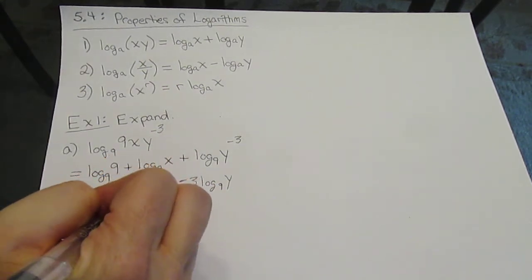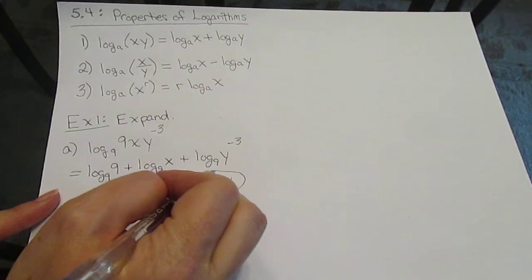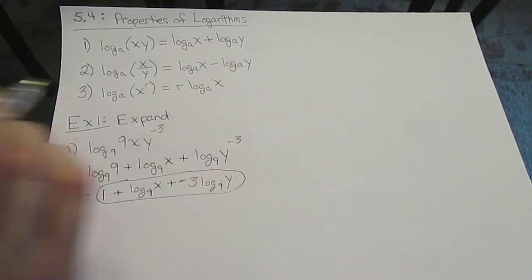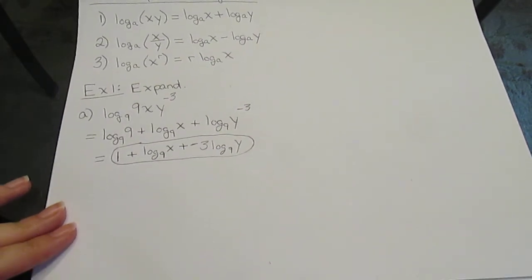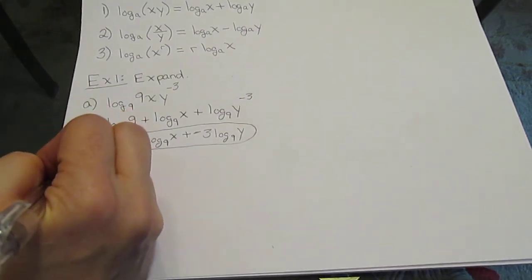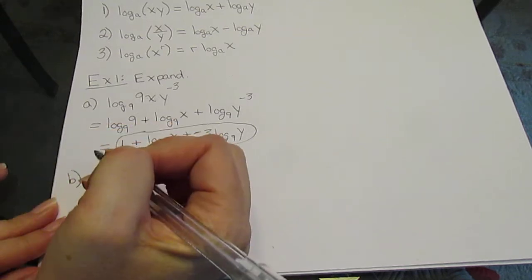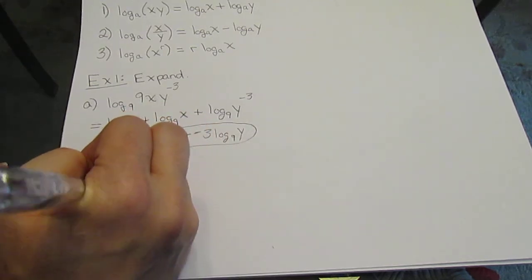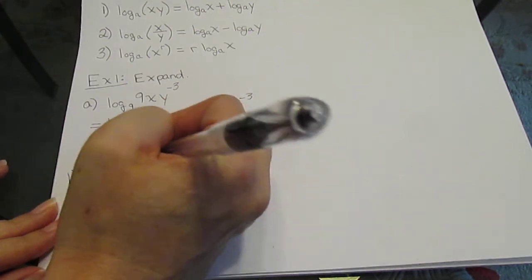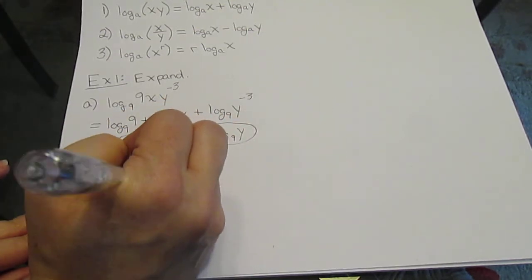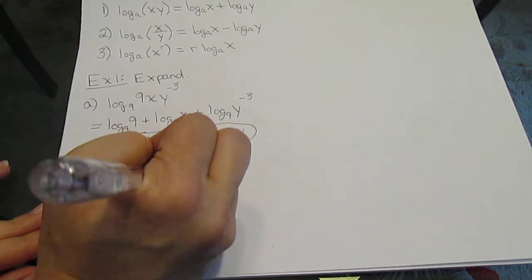Okay, so that's what you're doing in this section. You're just breaking it apart as far as you can, or in a little bit we're going to put it back together. So we're just practicing with our logarithms. Part B, they gave me log of 10 divided by the square root of x plus y.